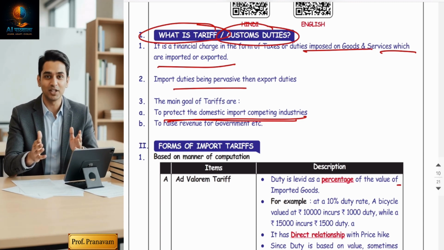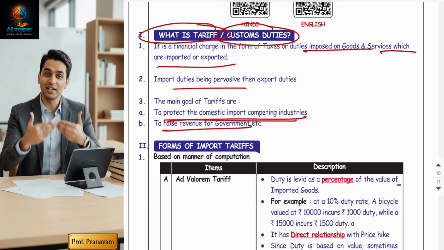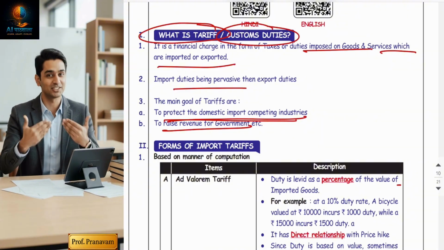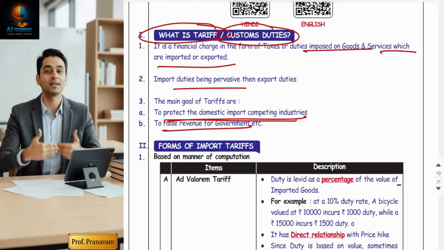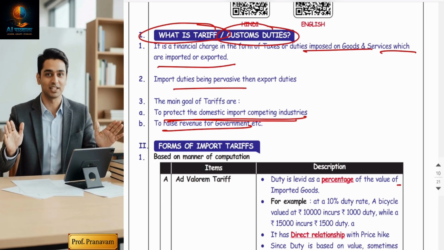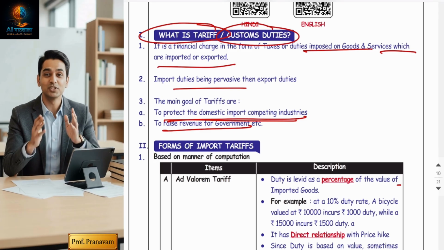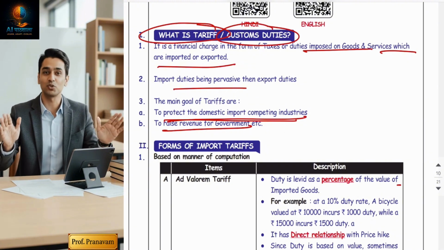The second objective is obviously revenue for the government. Tariffs are also a source of government revenue. Every time goods are imported, duty is collected. That duty goes into government funds. So tariff protects industries and generates income. So guys, I can say that tariff protects domestic industries and is a revenue source for the government. Hope you understood what a tariff is.